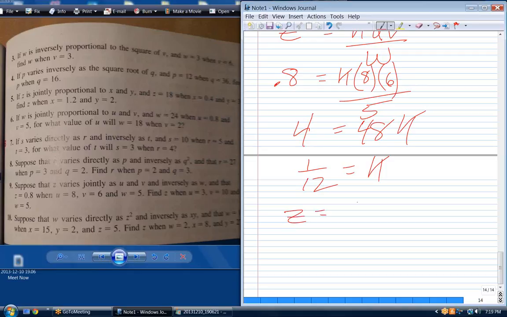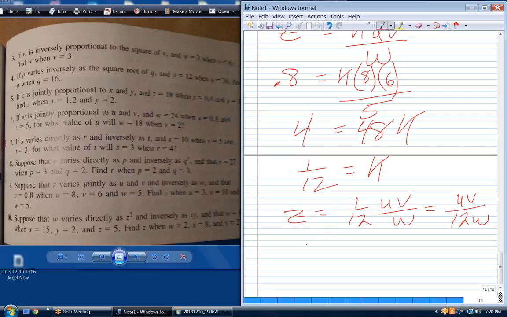Then you get Z equals 1/12 times U times V divided by W. And then now find Z. I can put that 12 in the denominator if I want, but not the 1/12 in the denominator. The safest way to do this is to write it exactly as I wrote it, so that there's no confusion as to where that 1/12 goes. But don't get confused that I all of a sudden put K in the denominator. I didn't. K is 1/12.